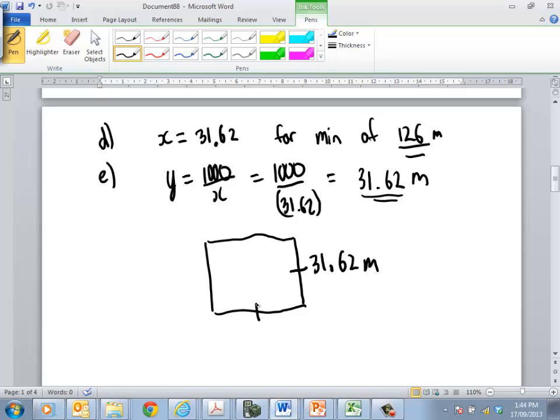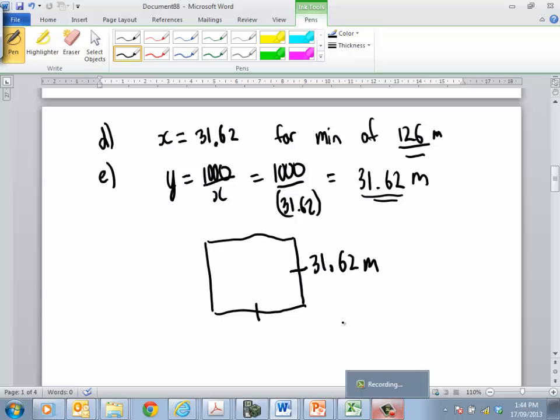Now, 31 point something, that's not a very big pitch, is it? No. So it might have to be 100 metres by, say, 50 metres or 30 metres. So in reality, even though you've got an answer here which is an optimal solution, it might not be the best solution for that. All right, so get the idea.